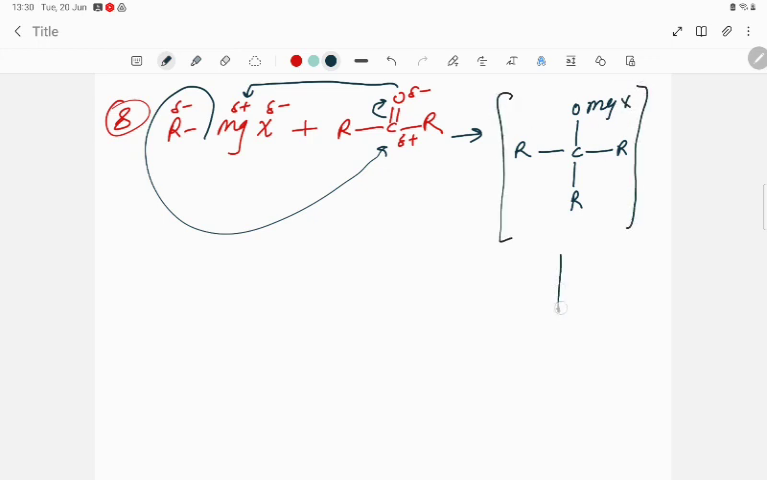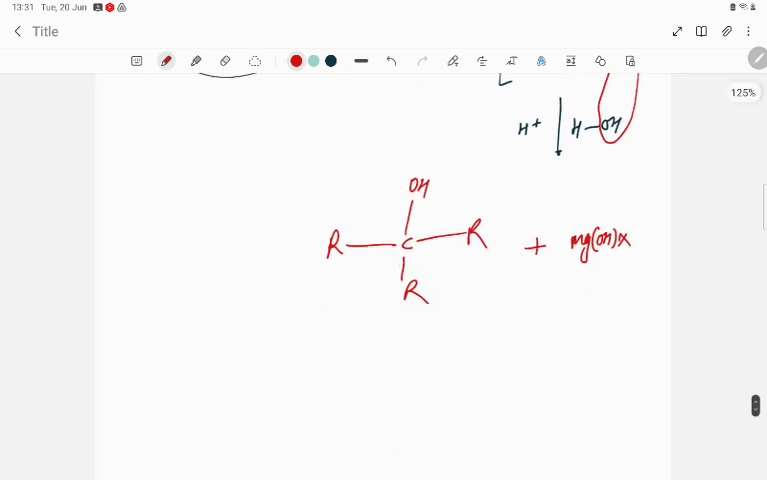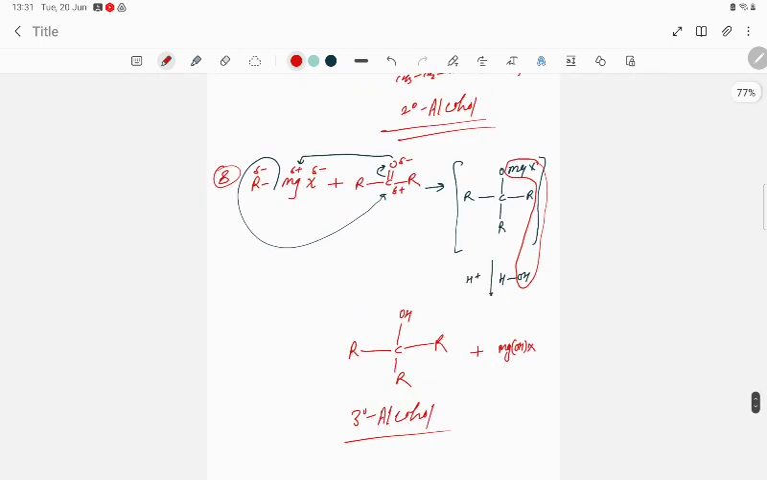With this adduct we do the hydrolysis, HOH in the presence of a small amount of acid. So what happens, student? MgOHX comes out, here is MgOH and this is the X. What is left here? R, C, here is OH, this is R, here is R. So what is this, student? A 3 degree alcohol. So a ketone is going to give a 3 degree alcohol.